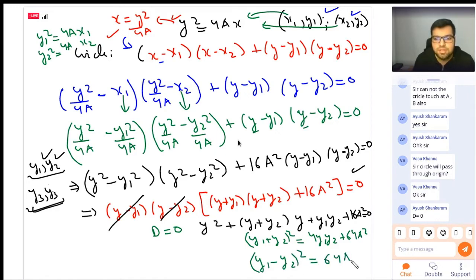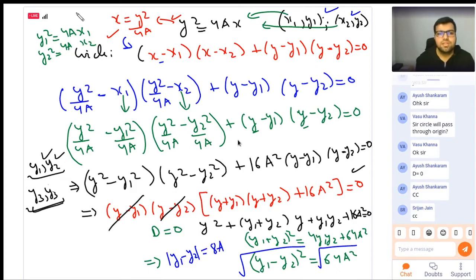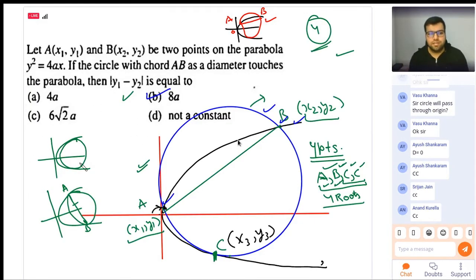So from here, the condition for the circle touching the parabola, you just have to take the square root. So take the square root here. So mod of y1 minus y2 is equal to 8a. Okay, so this is the condition. This is what has been asked. What is the value of y1 minus y2? So this is 8a. I'll repeat it once again, and Vasu, I'll draw the diagram again for you. Don't worry, wait.